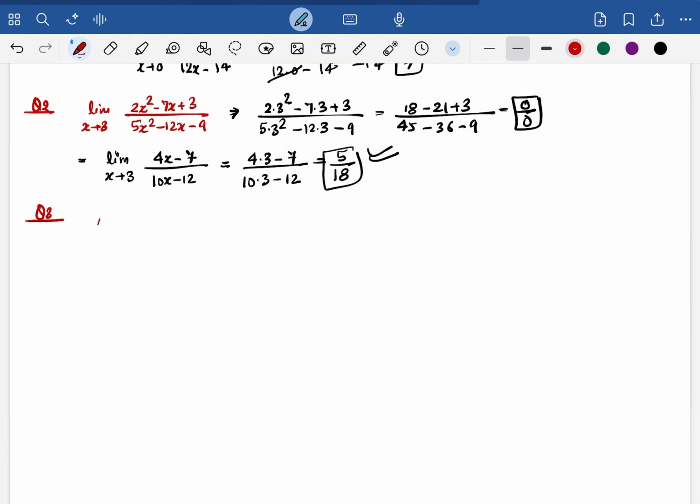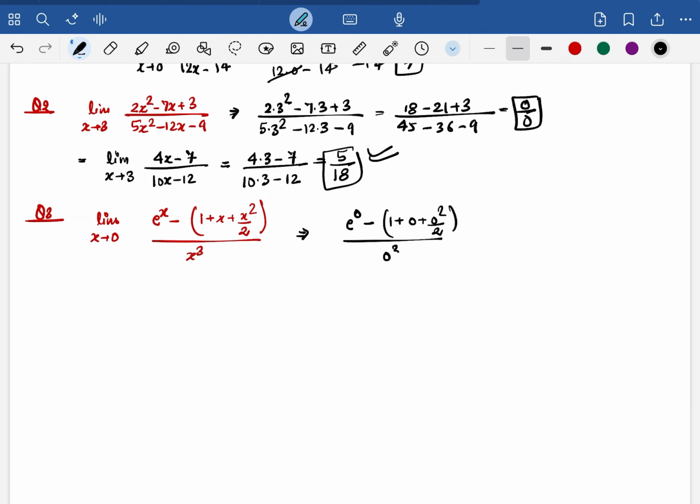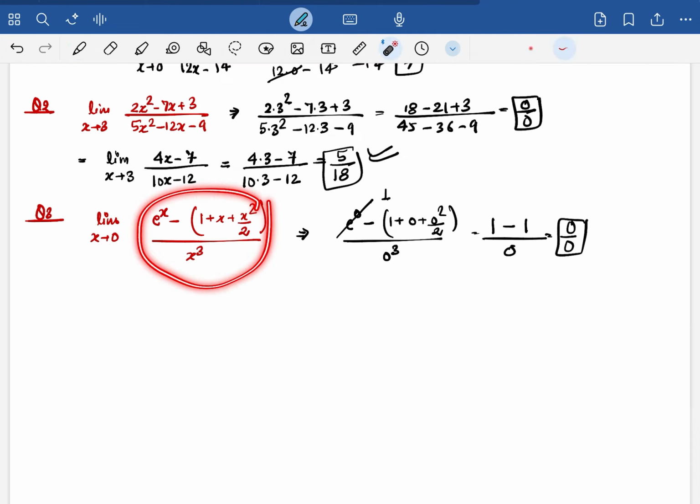Question 3. Limit x tends to 0, e to the power x minus 1 plus x square by 2, and this is x cube. Okay, so here we are checking the limit at x is equal to 0. So let's put the values. E to the power 0 minus 1 plus 0 square by 2, this is 0 cube, and we know that e to the power 0 is nothing but 1. So 1 minus 1, and this is 0. So again this is 0 by 0 form. See, earlier the expression was looking quite complex, but now this is taking the form of 0 by 0.